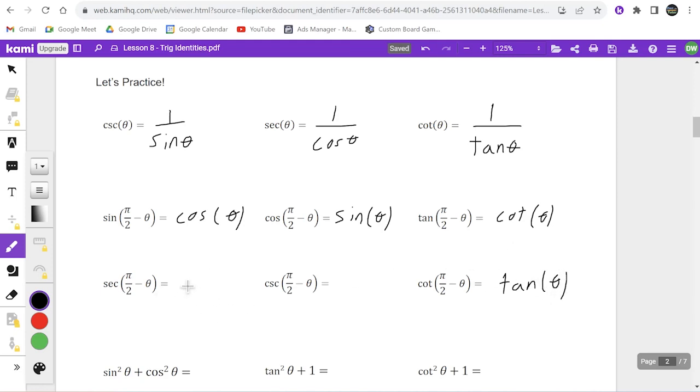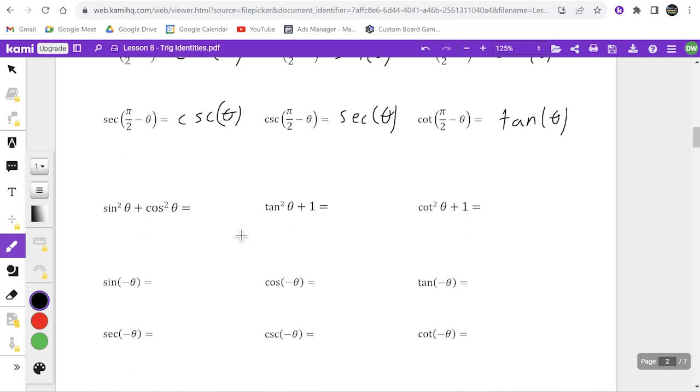And then finally, secant and cosecant are complements of each other. So it's cosecant of theta, and then last, secant theta. And that's what we're going to put for the cofunction identities. Again, I hope you're trying these on your own before you just look at the answer. And then next are the 3 Pythagorean identities. Remember, sine squared plus cosine squared is 1. Tangent squared theta plus 1 is secant squared theta. And then cotangent squared theta plus 1, that's going to give us cosecant squared theta.